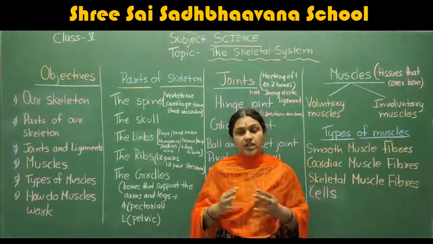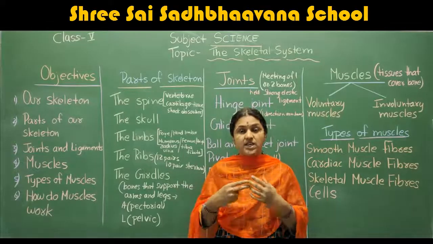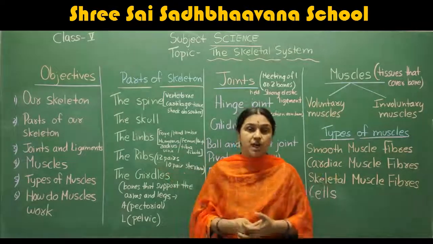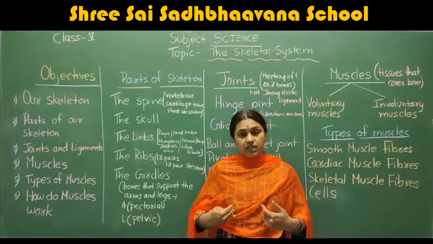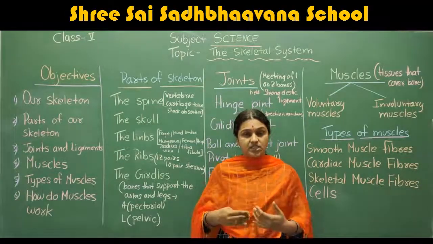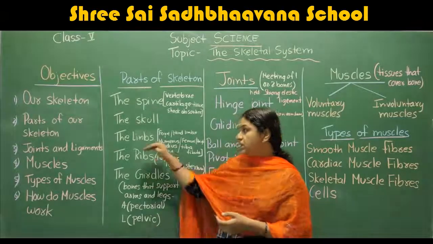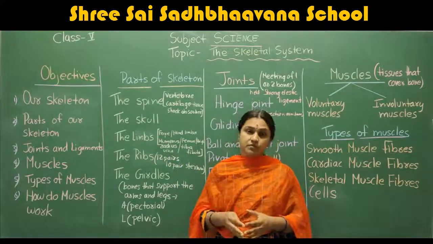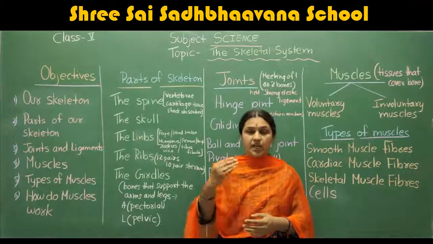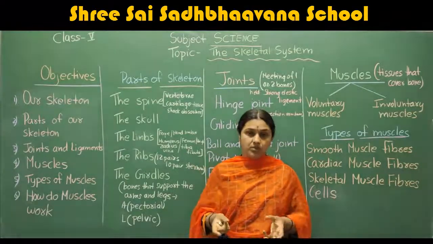Like how we have cages for the birds, we have cages that protect our internal organs like the heart, the lungs, the liver, and the respiratory system. These are protected by the rib cage. We have 12 pairs of ribs, left and right, both equal.